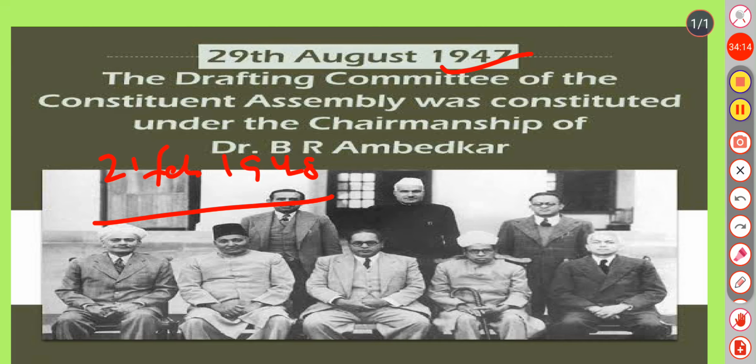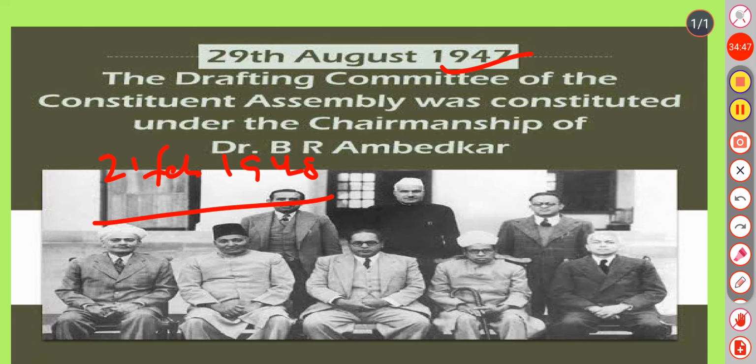So, enactment of the Constitution. On 26 November 1949, the Constitution was adopted containing a preamble, 395 articles, 18 parts and 8 schedules. The Constitution in its current form consists of a preamble, 26 parts, 448 articles and 12 schedules, right? So this is important for you.